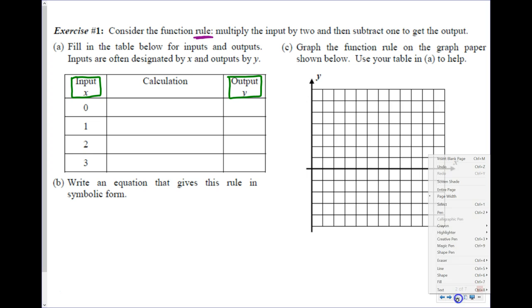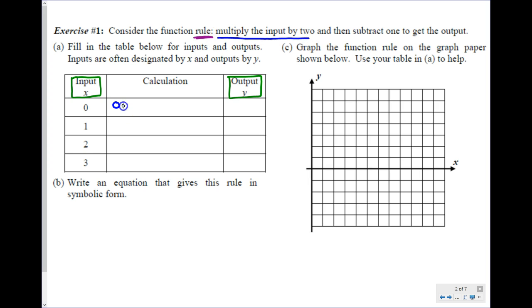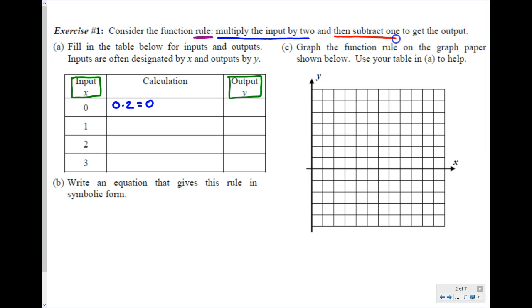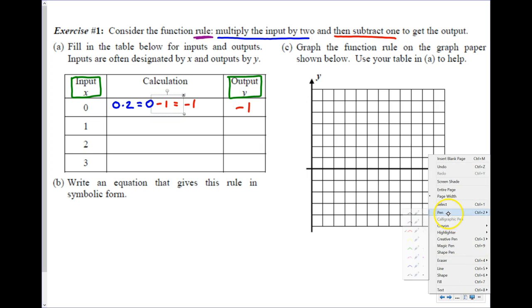So the rule says multiply the input by 2. My input here is 0. So I have 0 times 2. When I multiply 0 by 2, I get 0. And then what's the next step say to do? The next step says to then subtract 1. So then I'm going to take 0 minus 1, and I'm going to get negative 1 as my output. So I plugged in the 0, I did 2 times 0, and then I did that minus 1, and I got negative 1. Now we're going to try it again for the rest of the table.